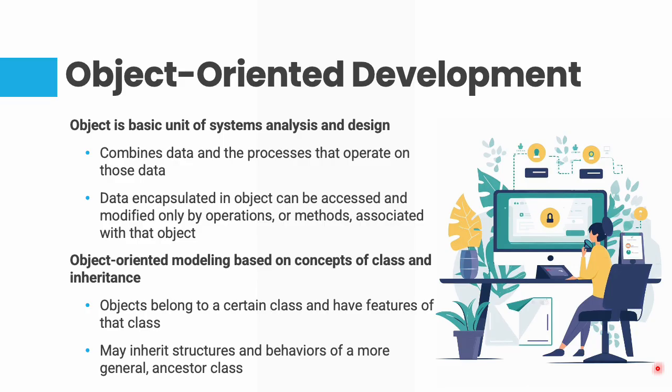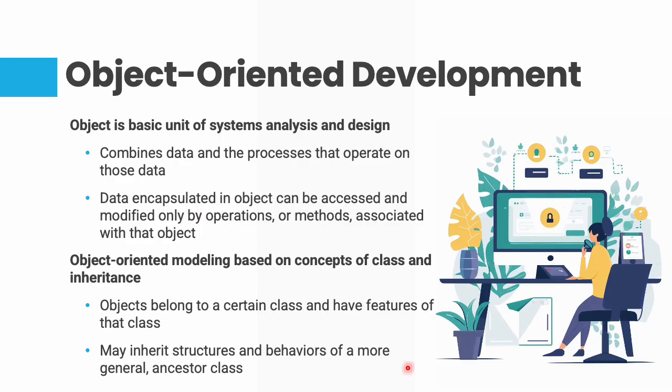Okay? And a very important rule is that the data inside an object is encapsulated. Okay, this means that the data is like a private diary. The only way to read or change the data is by using the object's own methods. You cannot just reach in and change it directly from outside. This makes the system more secure and organized.